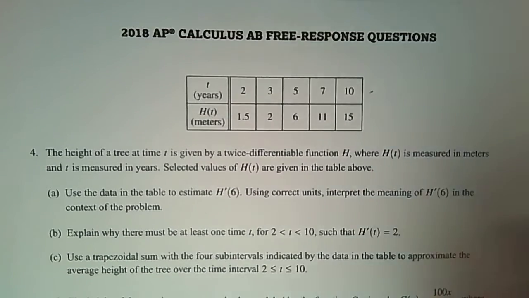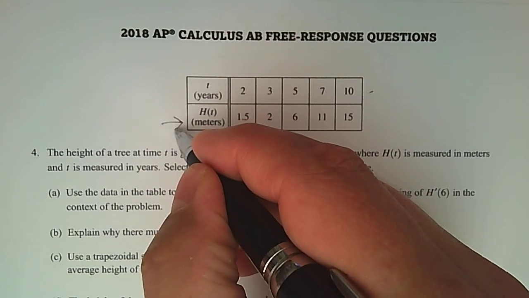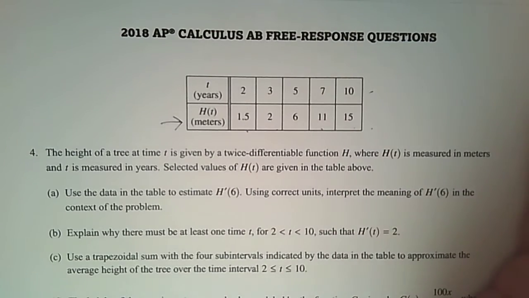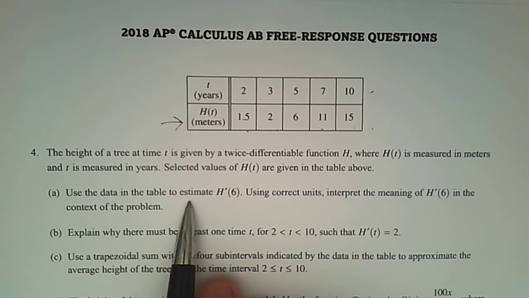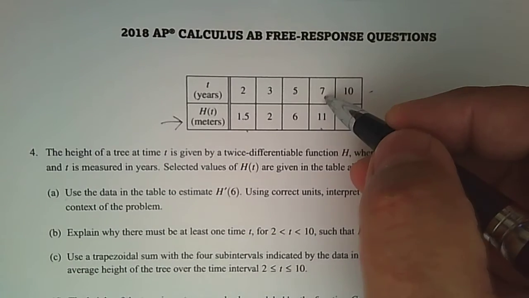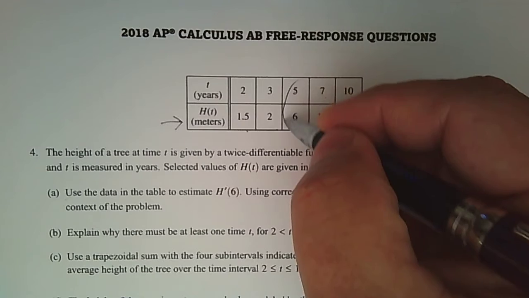All right, so recognize that this is not a rate. So what's the diameter of the tree for each year? Okay, so use the data in the table to estimate the derivative at 6. Now, I don't see 6 here, but what would be the estimate of it?